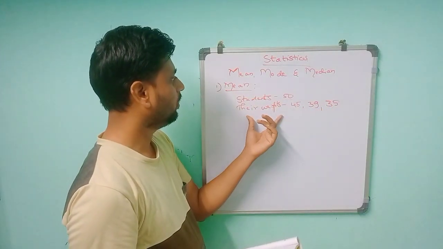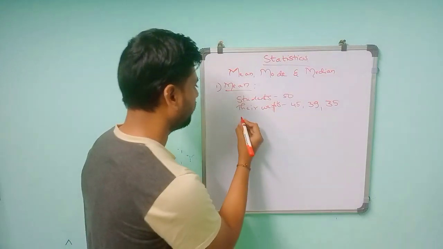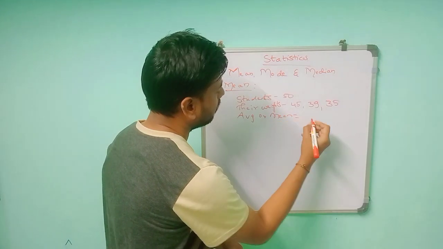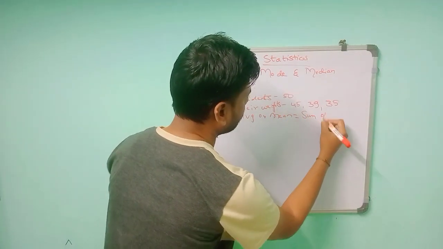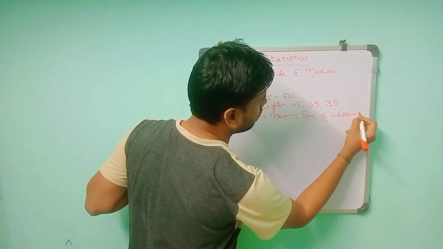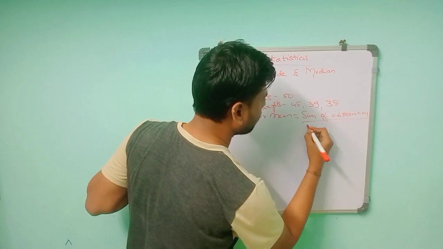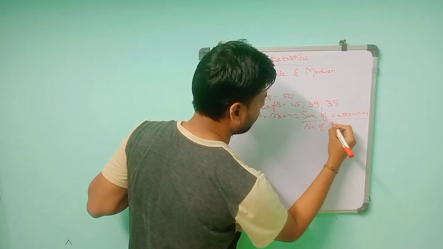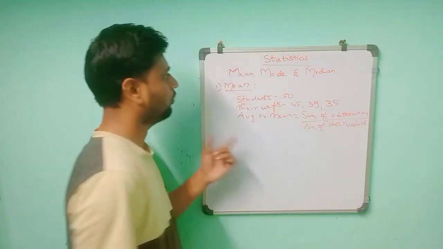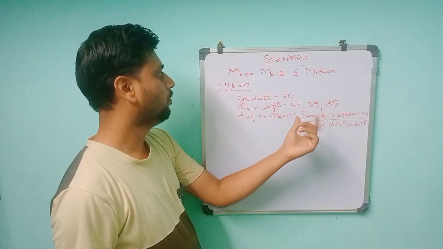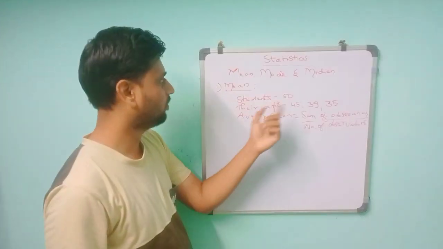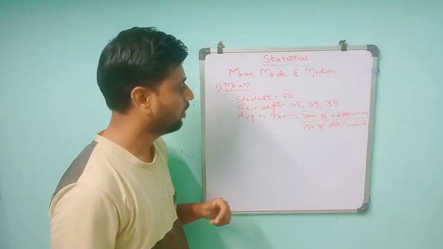If you find the average of these weights, the average or mean will be, by the formula, the sum of the observations divided by the number of observations. So if you take the mean of these values, you will get the average or mean of that class. The number of students is 50 and their individual weights are different.